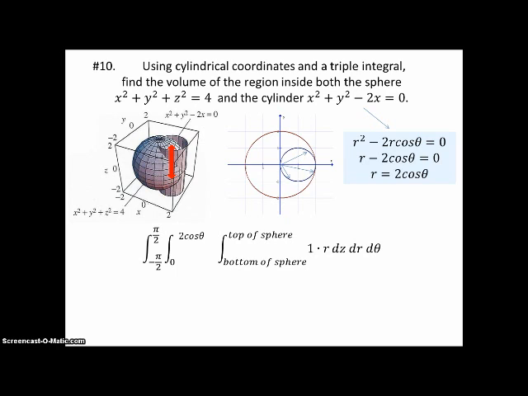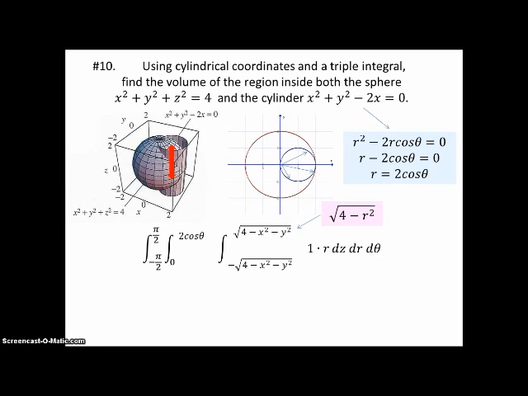And so now we know that r is going to go from 0 out to the cylinder, whose expression is 2 cosine theta. And if we look at the equation for the sphere and solve for z, z is going to go from the bottom of the sphere, which is the negative square root of 4 minus x squared minus y squared, up to the top of the sphere, which is the positive square root. And again, we're not going to be able to use x and y, so we'll substitute r squared for x squared plus y squared.